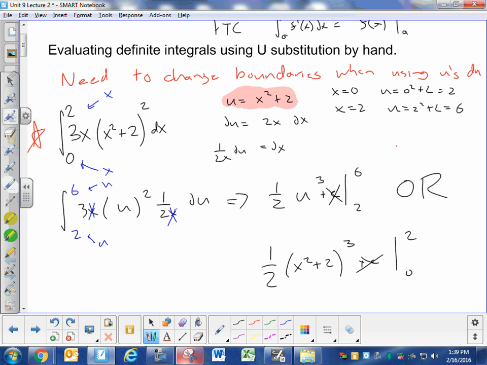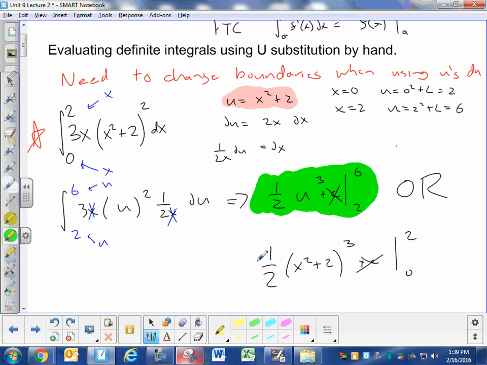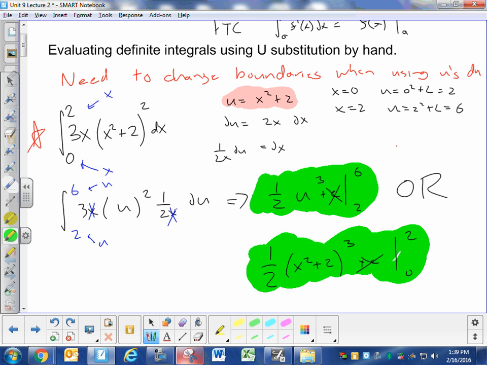I want you to be able to show that you could either find the change in this or go ahead and find the change in this. It's going to be the exact same answer. What's 6 cubed? Huge number? Doesn't matter. 1 half 6 cubed minus 1 half 2 cubed is what all of those things equal.